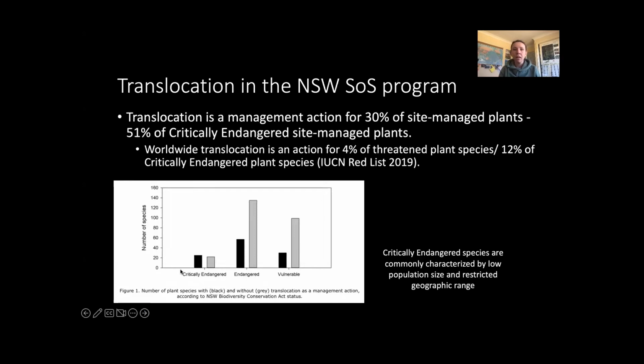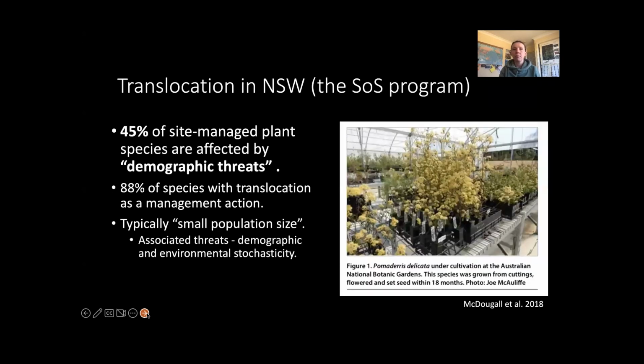And here you can see that about half of critically endangered species had it listed as a management action, a third of endangered species, and about a quarter of vulnerable species in the program. So why is this so? Why are people picking up translocation in New South Wales so much?